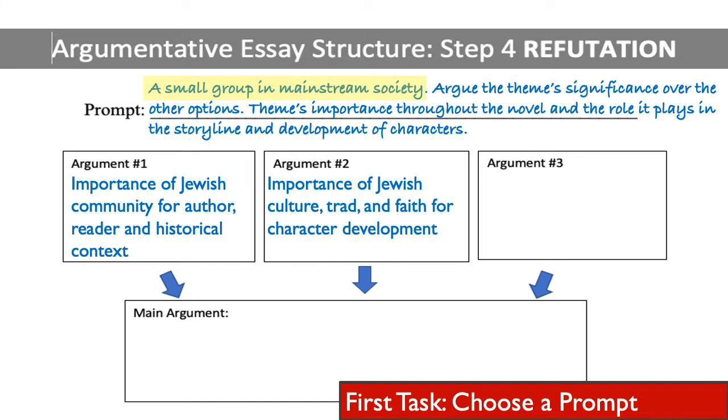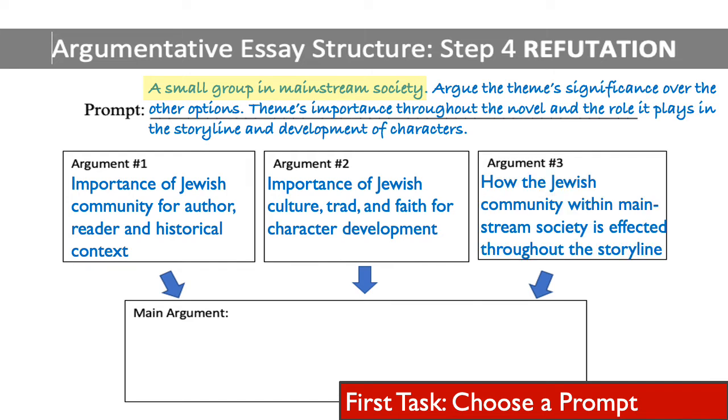The second one, importance of Jewish culture, tradition, and faith for the development of character. And then the last one, how the Jewish community within mainstream society is affected throughout the storyline. So those are the three arguments I'm going to go off of. Now, what I need to do, these are my three arguments, these are my three body paragraphs. I need to take these three arguments, and just as the arrows are pointing down to one main argument, I need to combine them into one main argument.